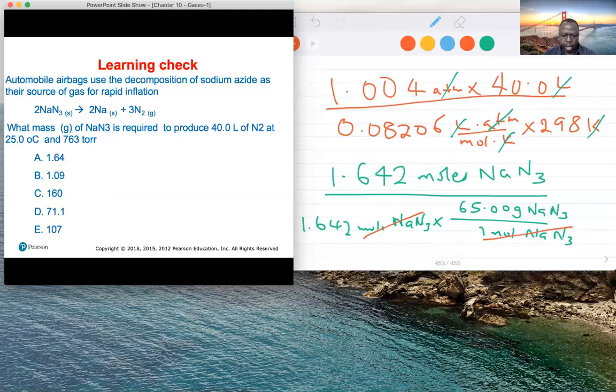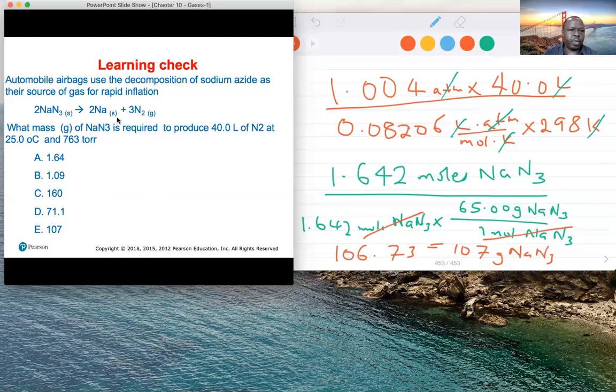1.642 times 65.00. Okay, and then this is 106.73, with three significant figures, I think that's 107. This is grams of NaN3. Actually, using the ideal gas equation and applying other equations to calculate, the correct answer here is E.